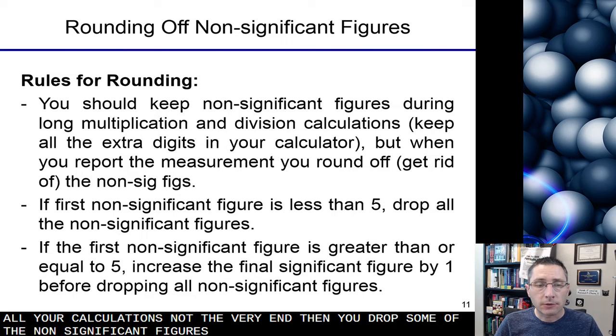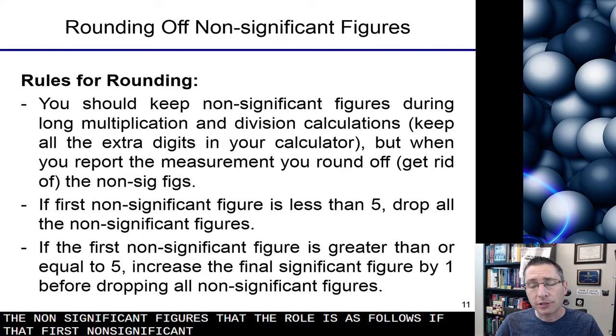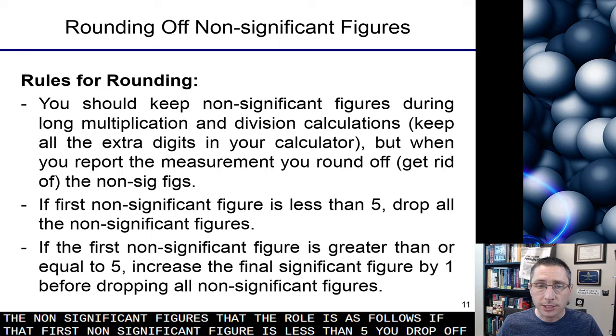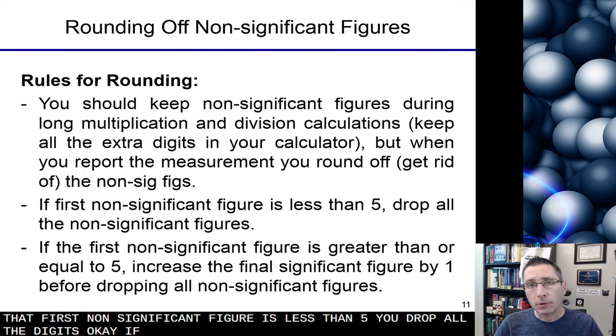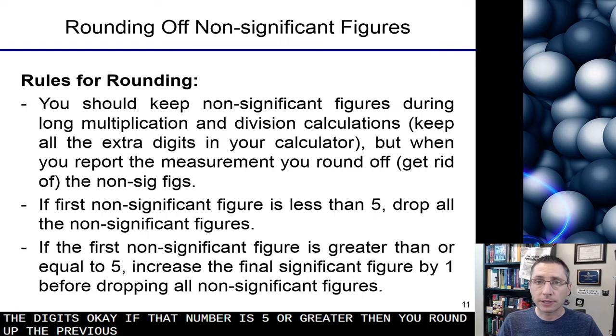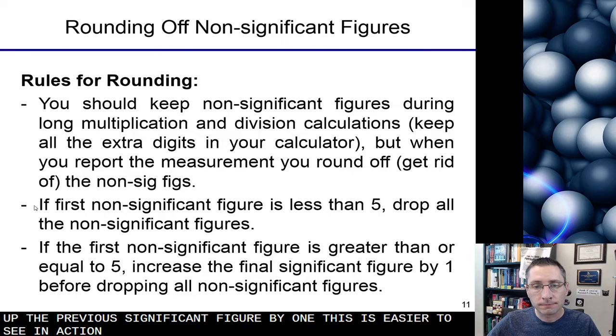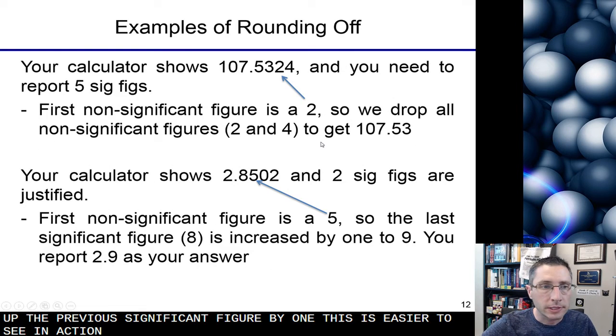The rule is as follows. If that first non-significant figure is less than 5, you drop all the digits. If that number is 5 or greater, then you round up the previous significant figure by 1. This is easier to see in action. So let's take a look here.